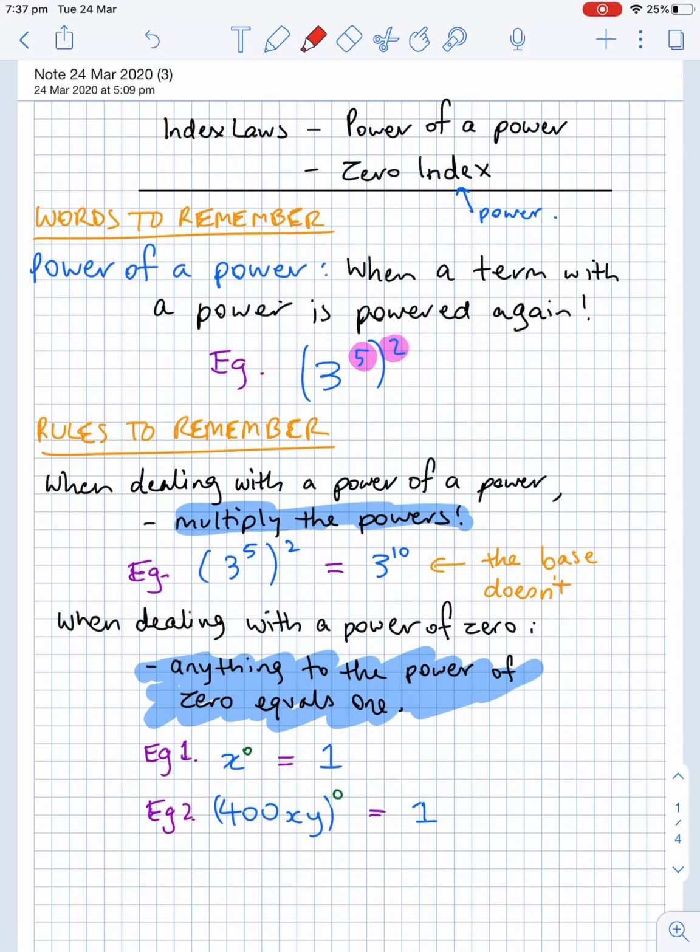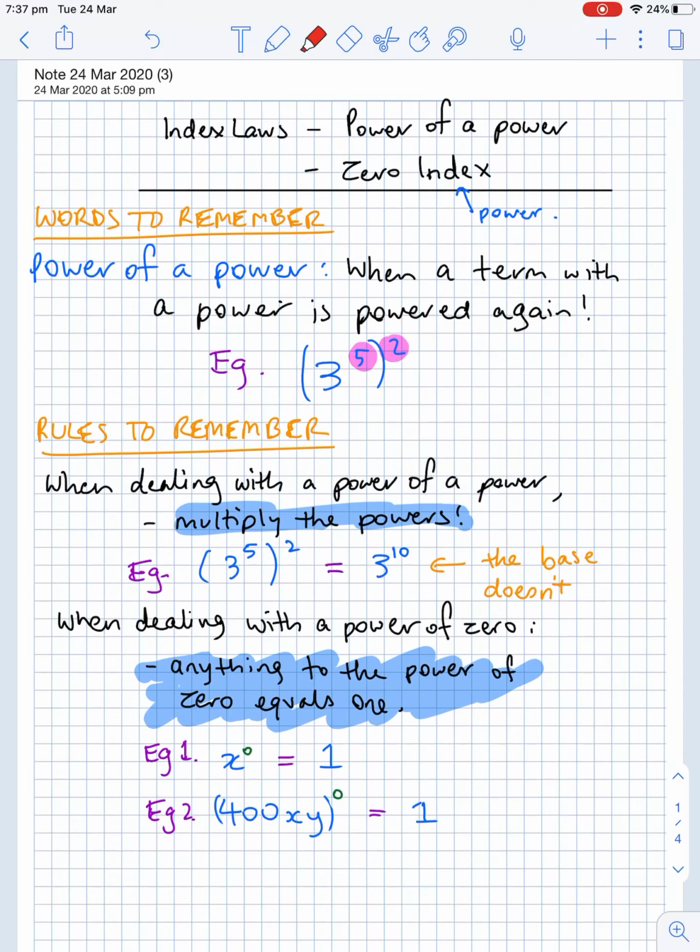Okay, so some words to remember firstly. What does it mean by a power of a power? Well, it's pretty much just meaning that when you have some sort of term like 3, there's some sort of base, and it's being powered, but then it's also being powered again. So you can pretty much see two powers right next to each other like that. So that's what it means by power of a power.